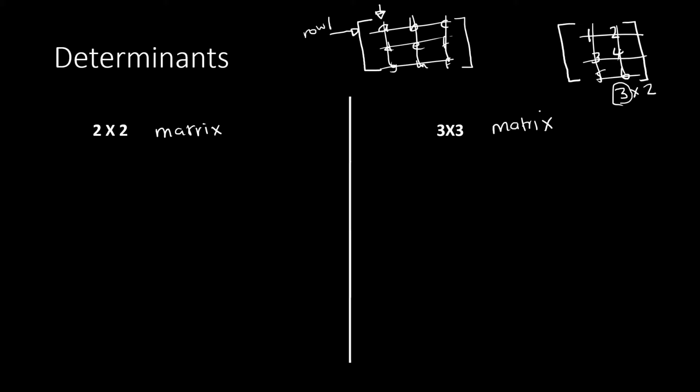A 2 by 2 matrix has only 2 rows and 2 columns. So let's say you have A, B, C, D. This is a matrix if it's like this. For a determinant, they use straight lines. So this is the determinant of that matrix. I hope you can see the difference.